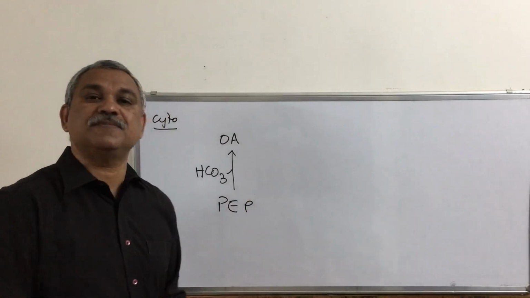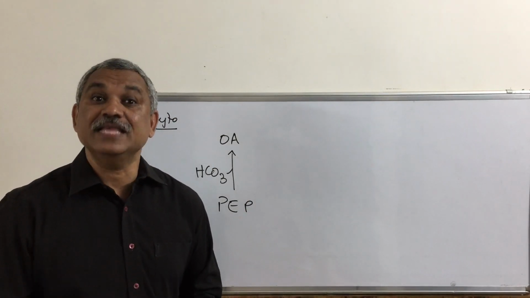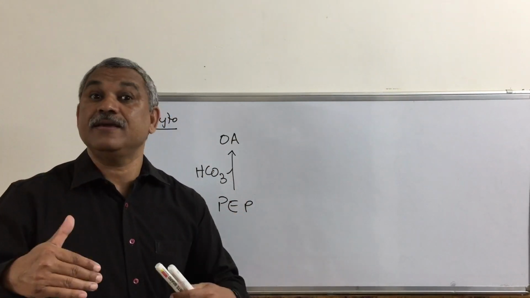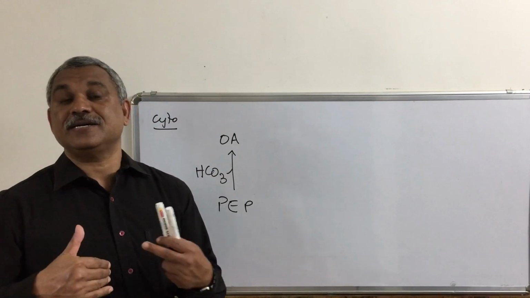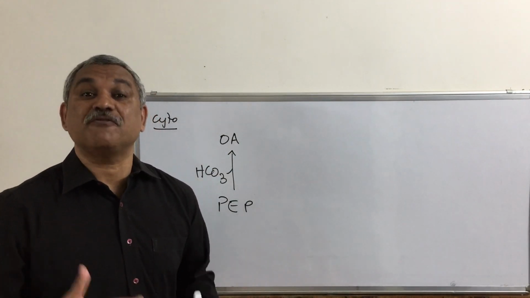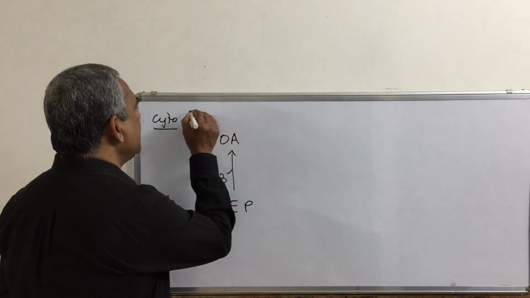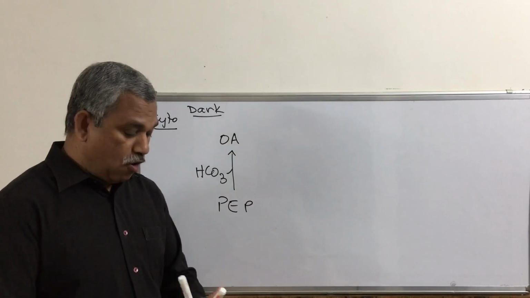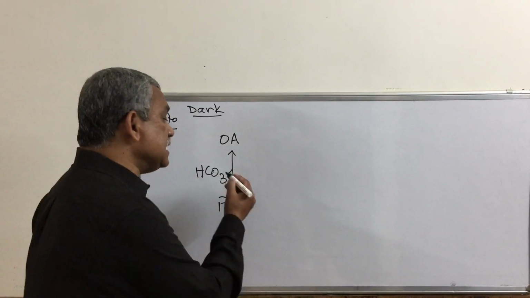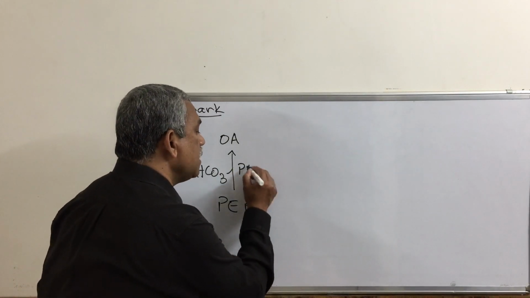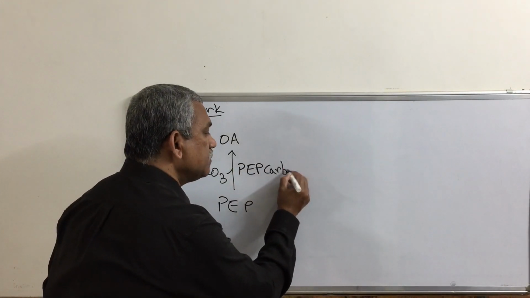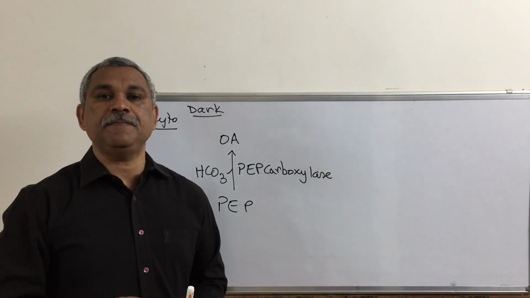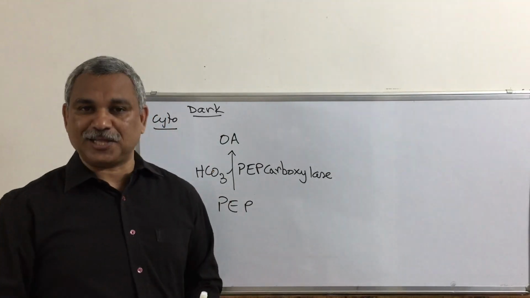All this fixation of carbon takes place when the temperature is very low, when it is dark, and when more water vapor is available. So all this is happening in the dark. The conversion of PEP to oxaloacetic acid is carried out by an enzyme known as PEP carboxylase. This is one of the crucial enzymes that helps in regulating the CAM pathway.